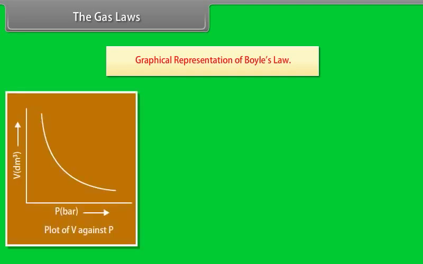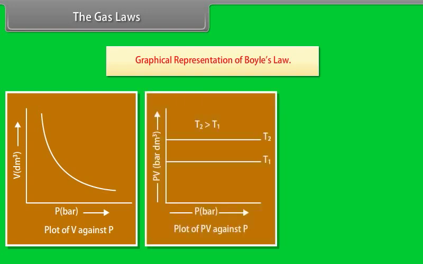Graphical representation of Boyle's law. It shows the plot of V versus P at a particular temperature. It shows that as P increases, V decreases. It shows the plot of PV versus P at a particular temperature. It indicates that the PV value remains constant in spite of a regular increase in P. The curve obtained by plotting PV against P at a particular temperature is called an isotherm. The higher curve corresponds to a higher temperature.